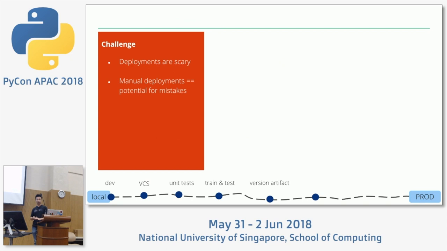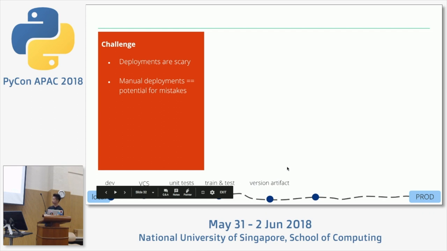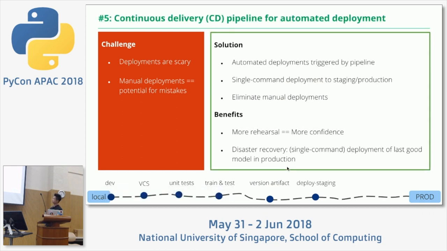And manual deployments, like I said just now, can be a potential for mistakes. Right? And I have a roadmap here, so just to trace where we are at. We've gone to dev, VCS, unit tests, train and test, all these are run. We version our artifacts, now what's next? So now the next thing is to deploy this artifact.